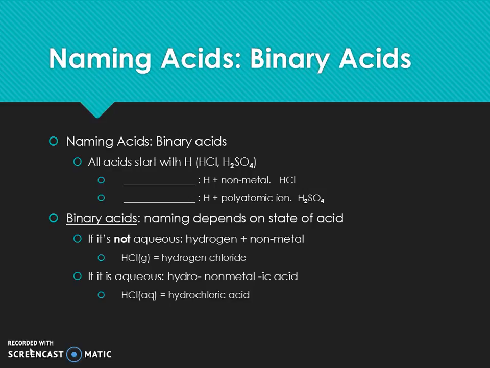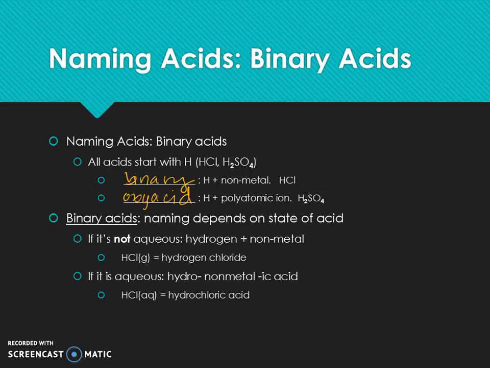Remember, we have HCl and H2SO4, so HCl would be considered what we call a binary acid, and a binary acid is something that has just a hydrogen and a nonmetal. Right? And then we could also have what we call an oxy acid, which would be hydrogen with a polyatomic ion.